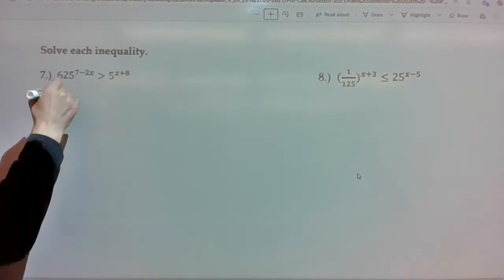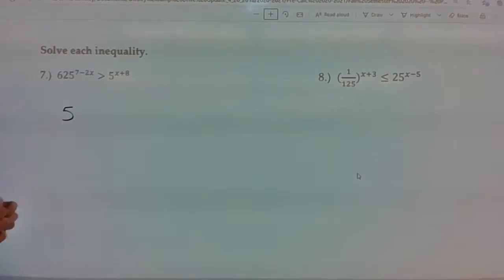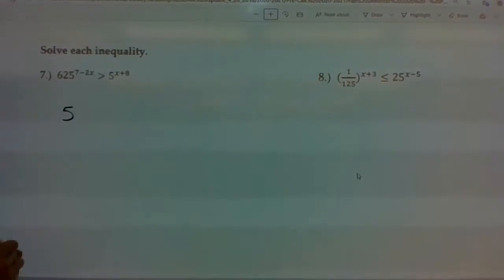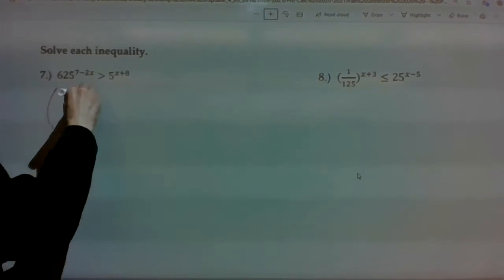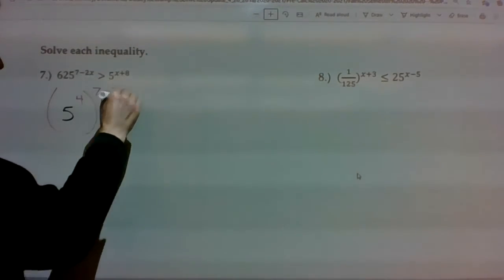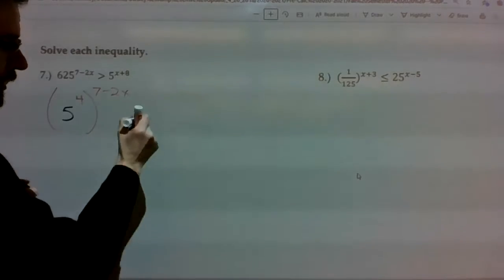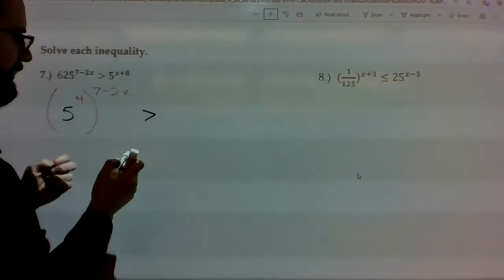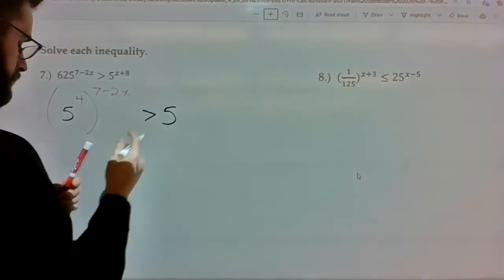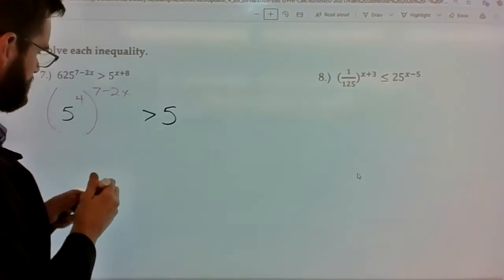So 625 is 5 to the 4th power. I'm going to go back to color coding so that we can very much see what's going on here. That's to the 7 minus 2x. Still greater than. All I did was manipulate the left-hand side, which did not fundamentally change anything at all on the right. On the right, it's still 5 to the x plus 8.